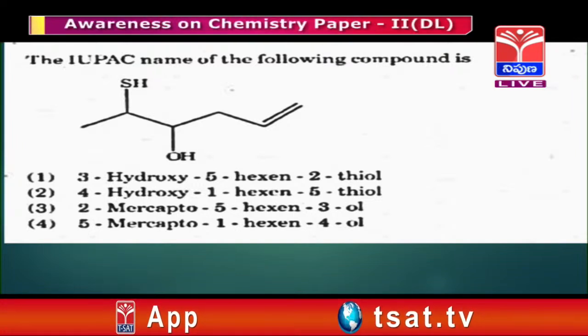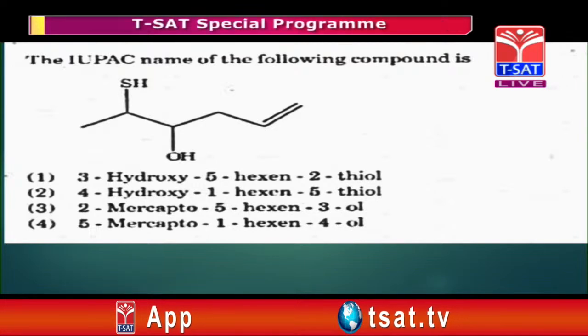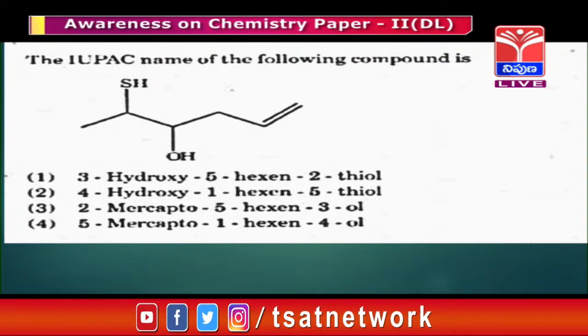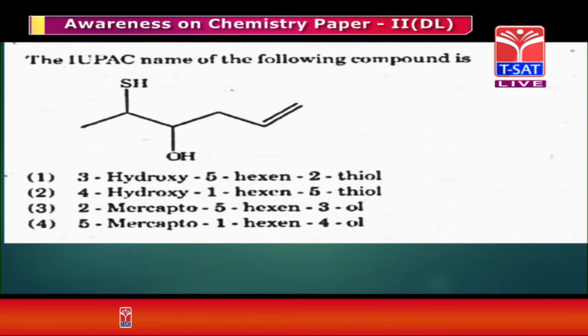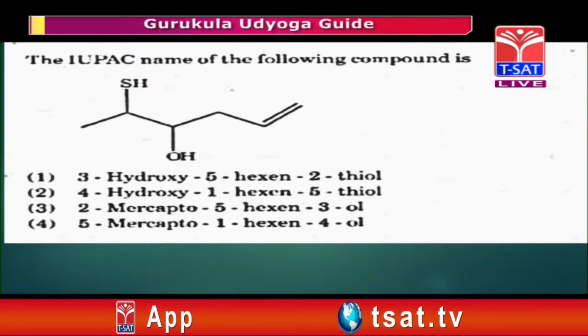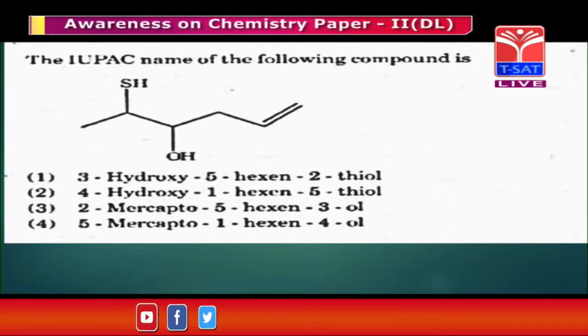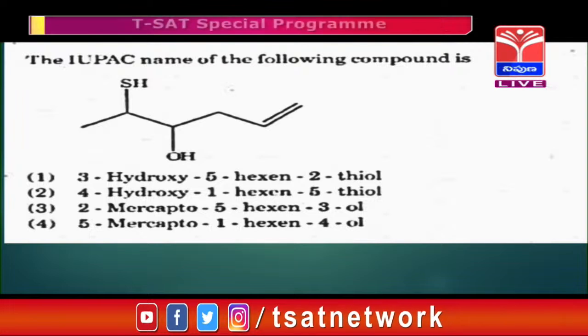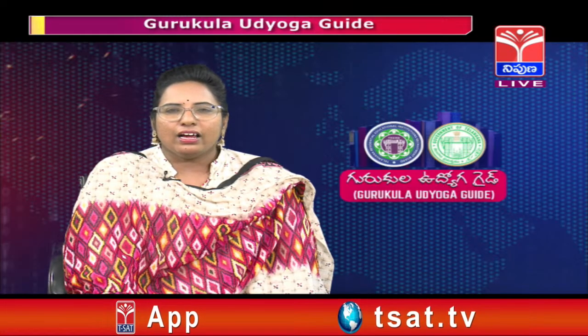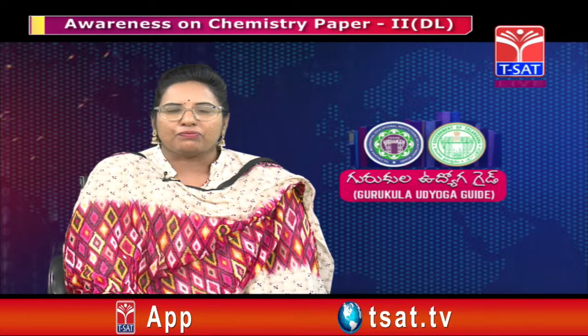Always, the principal functional group must have the lowest number. If I number from the right side, that OH group gets the 4th number; from the left side it gets the 3rd number. So, we have to number from the left side of the molecule. The name of that organic molecule is 2-mercapto, SH. SH is a substituent here, a prefix. For SH, the thiol, the prefix is mercapto. So, 2-mercapto-5-hexan-3-ol. This is the IUPAC name of this compound.